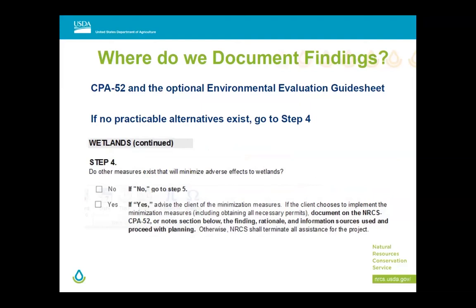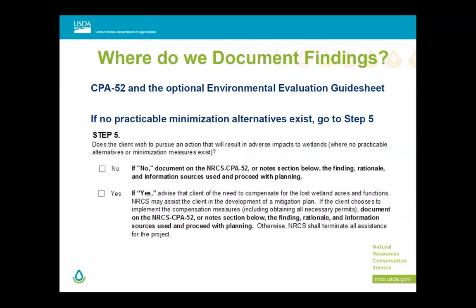But in the rare circumstance where you could not avoid, you could not minimize, we have step 5. And this becomes a very, very, very complex step. Does the client wish to pursue an action that will result in adverse impacts to wetlands, and no practicable alternatives or minimization measures exist? So you can't avoid, you can't minimize. The only place for this manure pit to go is here, and there are wetland functions that will be impacted.